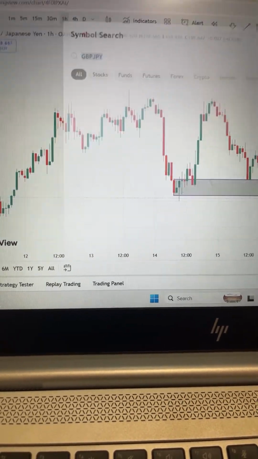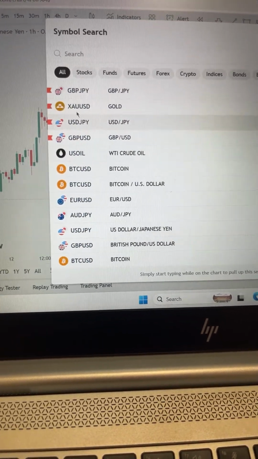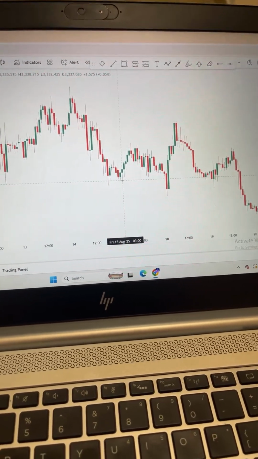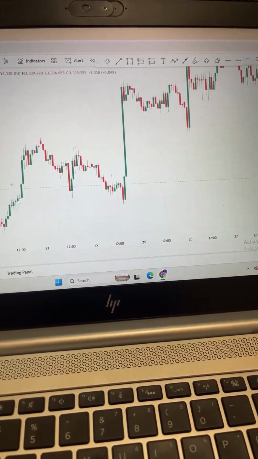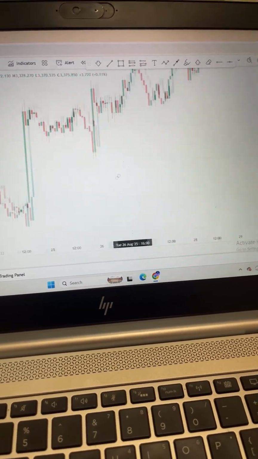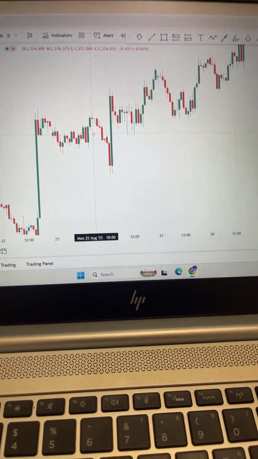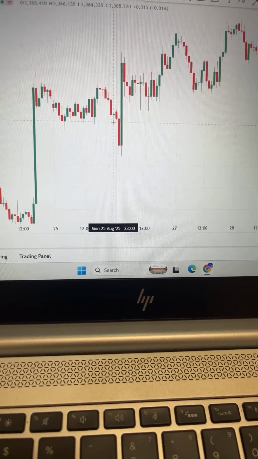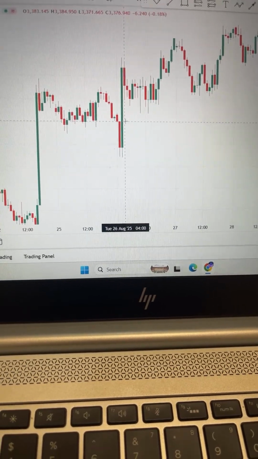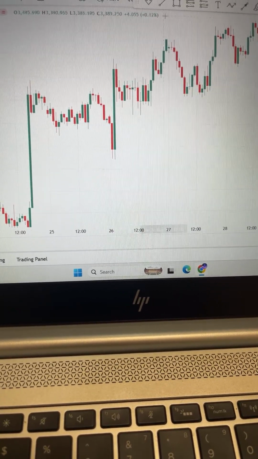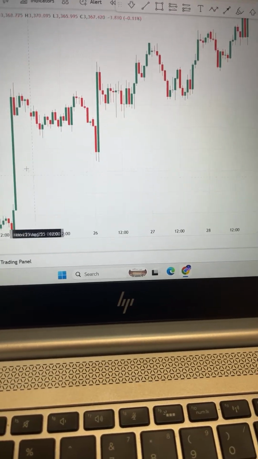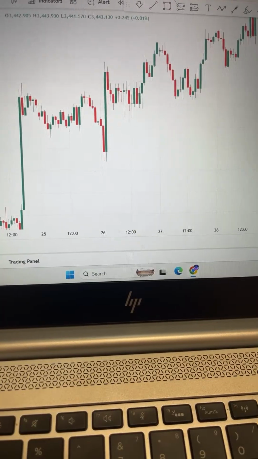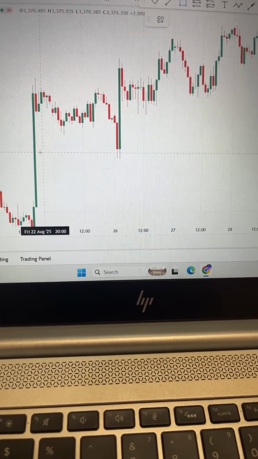Now let's check on another pair. So this is gold. Let's check for the order blocks. This cannot be your order block. But if you are trading fair value gaps, then this can be your order block, or your fair value gap, if you are trading that. So this is your fair value gap.